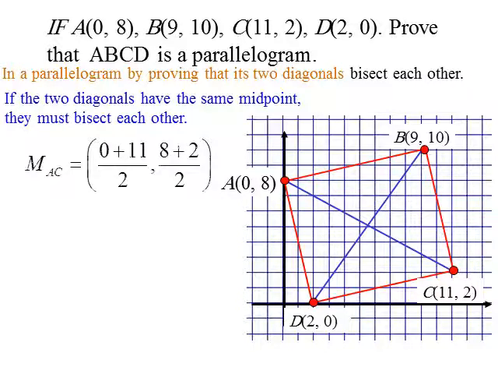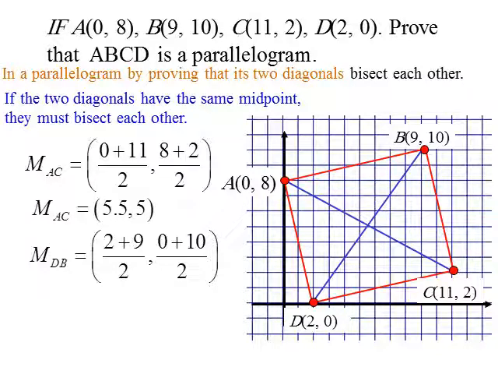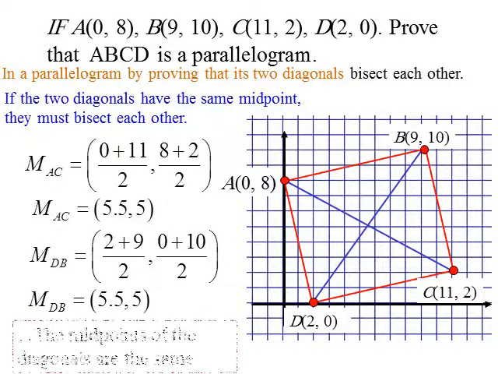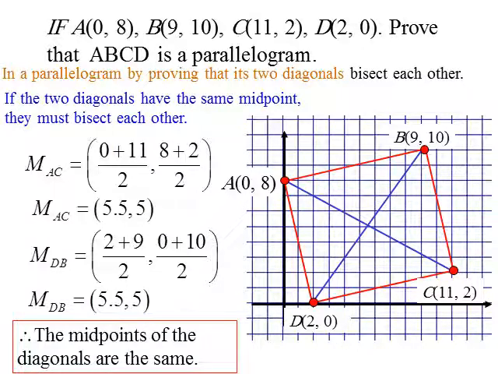Find the midpoint of AC, apply the rule. 0 plus 11 over 2, 8 plus 2 over 2. Finally, it will be 5.5, 5. Then find the midpoint of BD, which is 2 plus 9 over 2 and 0 plus 10 over 2, it will finally be 5.5 comma 5. So the two diagonals have the same midpoint, that means the diagonals bisect each other. That means ABCD is a parallelogram.